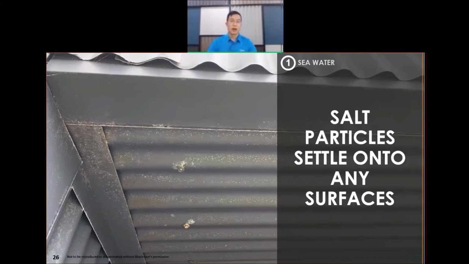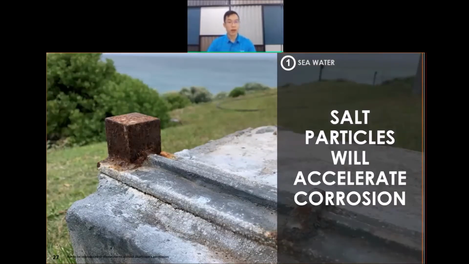Okay, and basically, it virtually will just settle on any surfaces. And over time, all these salt particles will actually start reacting with any types of metal that it can settle on. Okay. So to share with you how salt, or sodium chloride, actually affects metal.